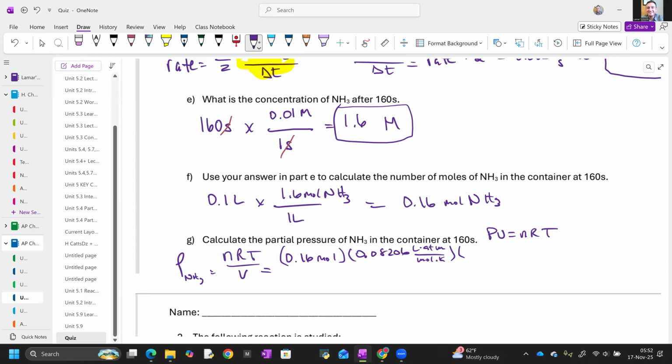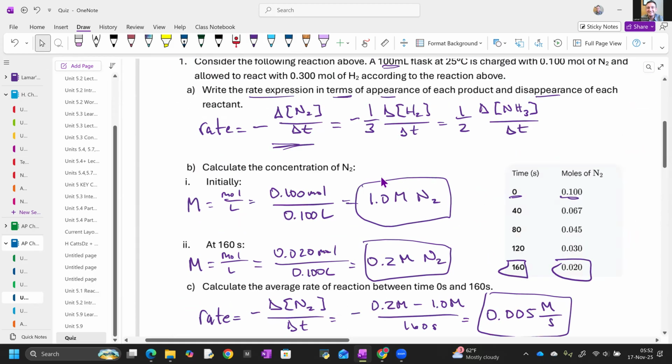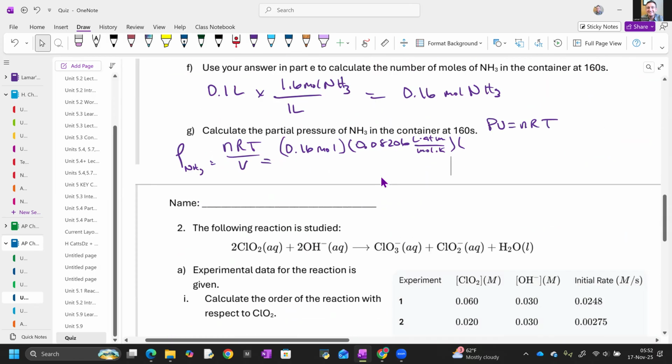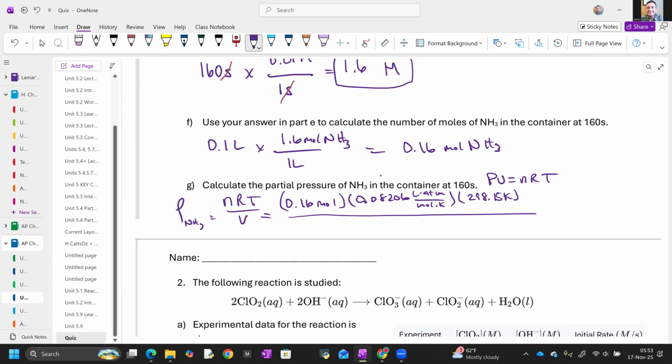And then our temperature, we're going to have to go back to the top. Temperature was 25 degrees Celsius. Now notice our units should be in Kelvin. So we're going to have to take 25 plus 273.15, and we get 298.15 Kelvin. All right, we take that over, what's our volume in the container?